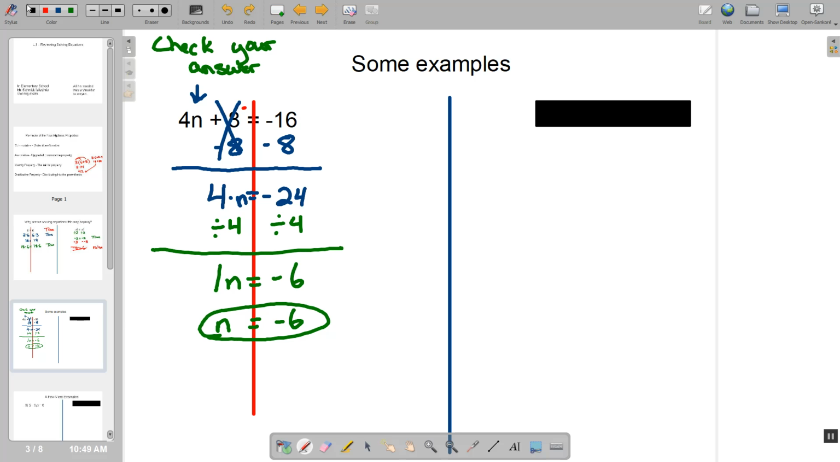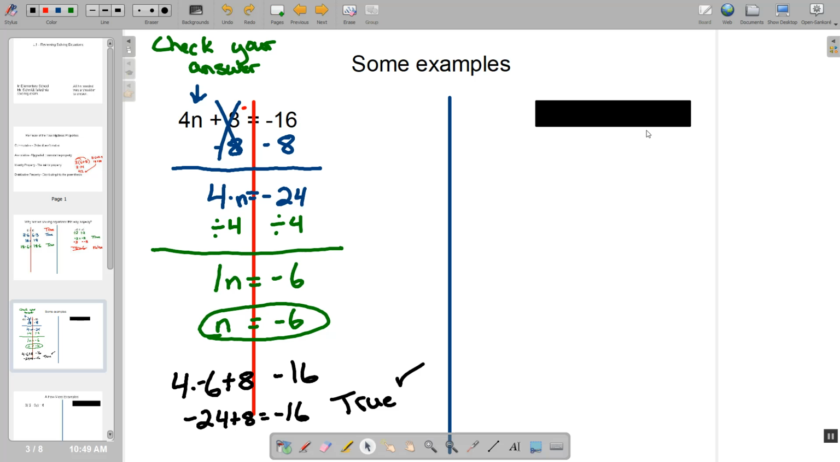To check your answer, you just make sure what you did makes a true statement. So I substitute in -6 for my n, then I get 4 times -6 plus 8, and it must equal -16. -24 plus 8 is equal to -16. Therefore, this is true. And we have checked our problem. And that's the basic review of equations.